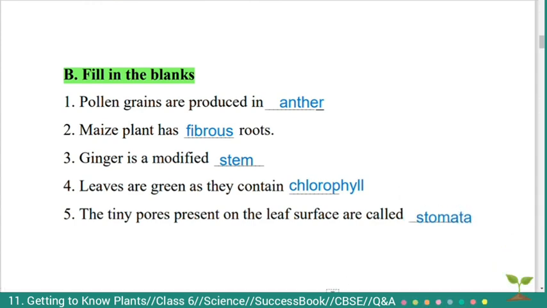Pollen grains are produced in anther. Maize plant has fibrous roots. Ginger is a modified stem. Leaves are green as they contain chlorophyll. The tiny pores present on the leaf surface are called stomata.